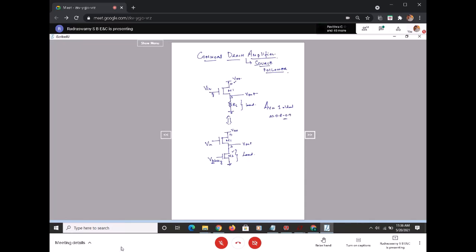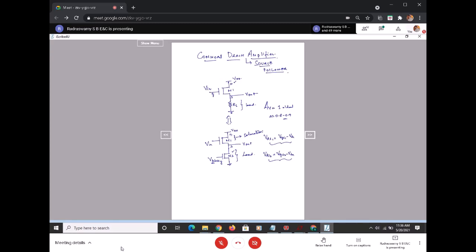To ensure that, we make sure M1 also operates in saturation. In other words, we ensure that the drain to source voltage of the M1 transistor is at least equal to the gate to source voltage minus VTN. Similarly, the drain to source voltage of the M2 transistor will be at minimum equal to VGS2 minus VTN. So this is the condition for the transistor to be in saturation, and that's why we are ensuring this.